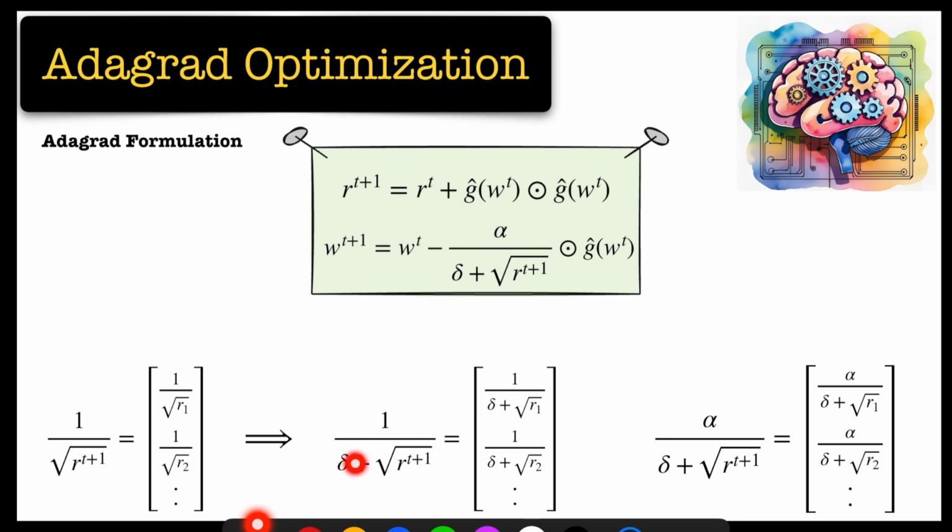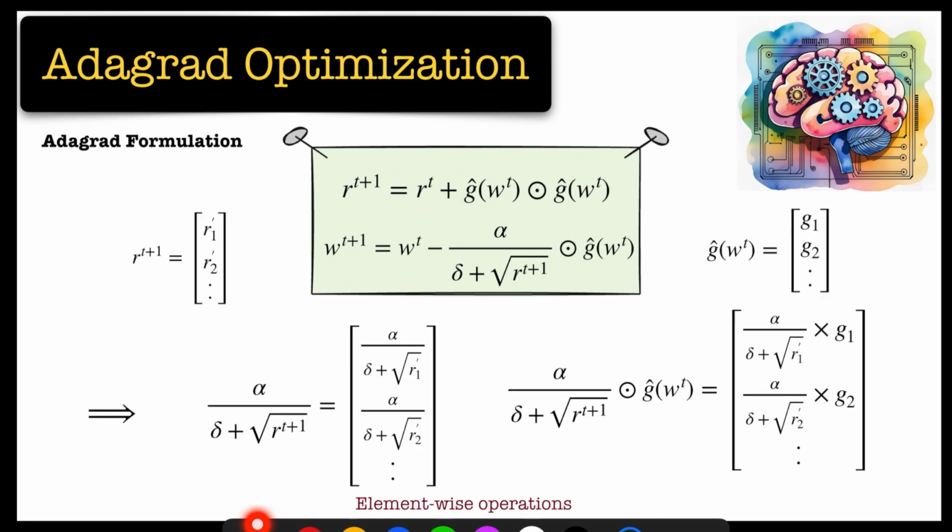So this 1 over delta plus square root of RT plus 1 will be 1 over delta plus square root of R1, 1 over delta plus square root of R2, right? So this is becoming one vector, alpha over delta plus square root of RT plus 1. Earlier it was a scalar value, but now we are getting a vector. So that's why we are doing an element-wise product with the gradient.